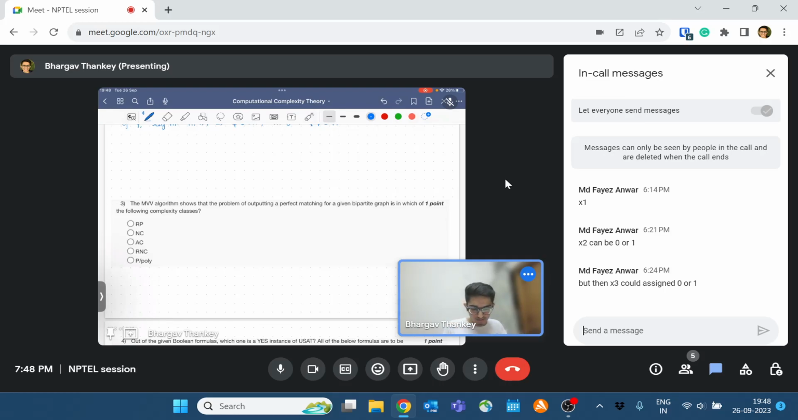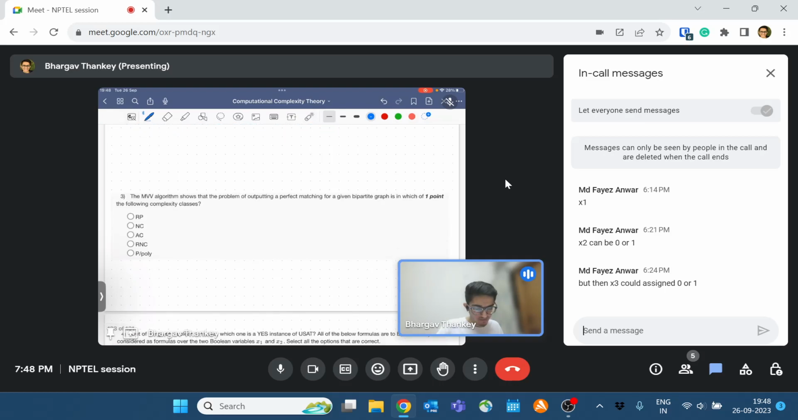Okay, so the next problem is: the MVV algorithm shows that the problem of outputting a perfect matching of a given bipartite graph is in which of the following complexity classes: RP, NC, AC, RNC, or P/poly?